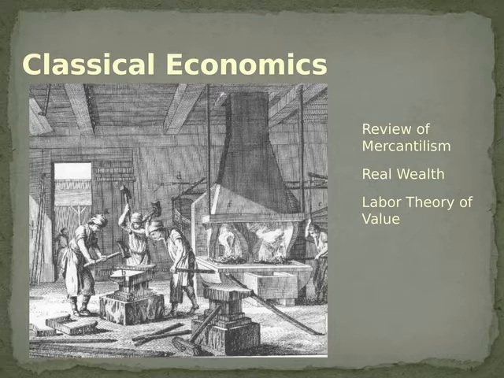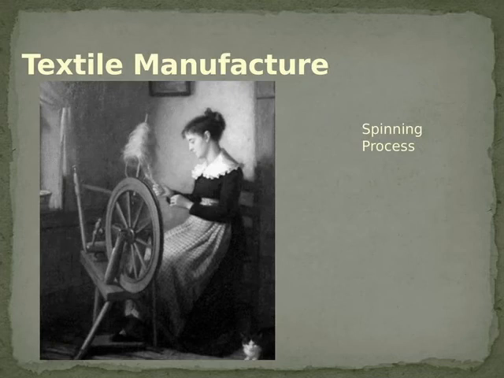Now, Smith is writing in 1776. And he's writing right at the beginning of something called the Industrial Revolution. And he's noticing that there's already at his time, even though the major part in the Industrial Revolution would be a couple of decades later, some important changes going on. One of the areas that he saw important changes occurring is in textile manufacturing.